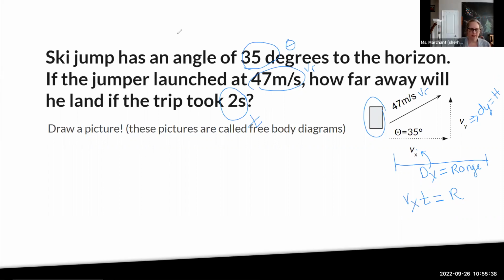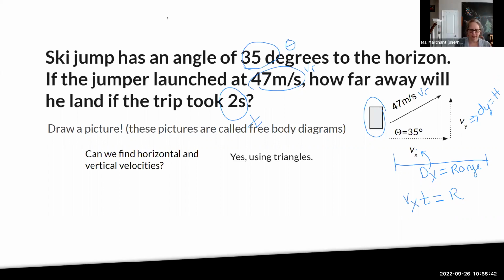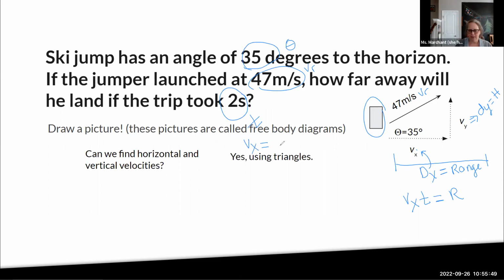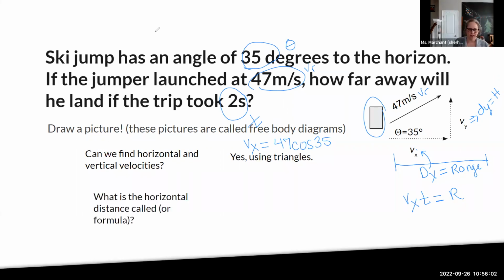So this one, I'm gonna need my velocity in the x. So what is my velocity in the x? The velocity is the one that's nearest, so it is going to be the cosine, 47 cosine 35. And if you wanted to find Vy, that'd be 47 times sine of 35. What is the horizontal distance formula? That's the range formula, so that's what I have right here.